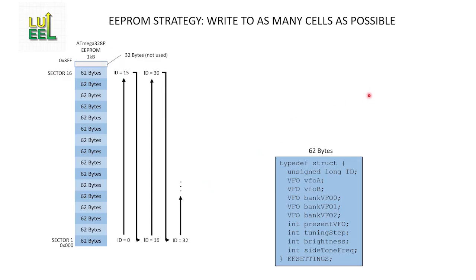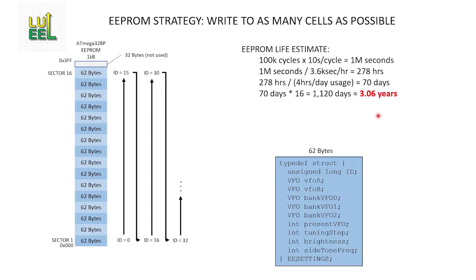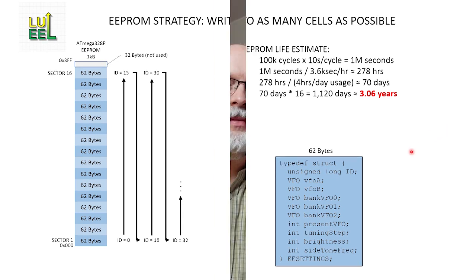So going back to my original life assumption of 70 days, I've now extended it by 16 times to over 3 years of usage at 4 hours a day, every day. That's high enough now that I should have no worries about worn-out EEPROM. We can debate whether that much life is really needed for this little receiver, but at a minimum, the principles I used here are commonly done with EEPROM and are extensible to other applications that may have a more serious need to maximize EEPROM life.